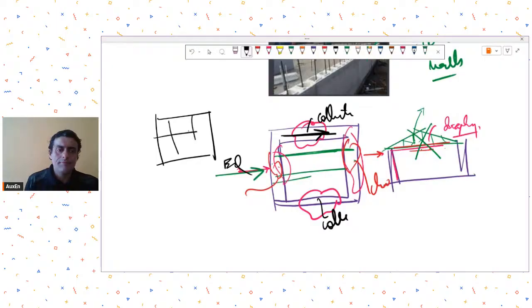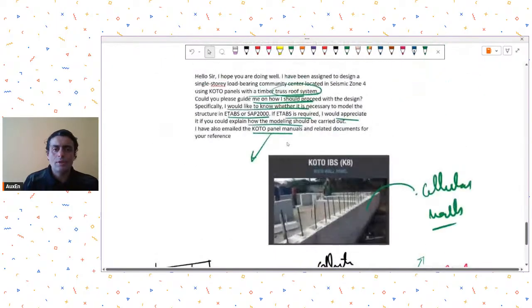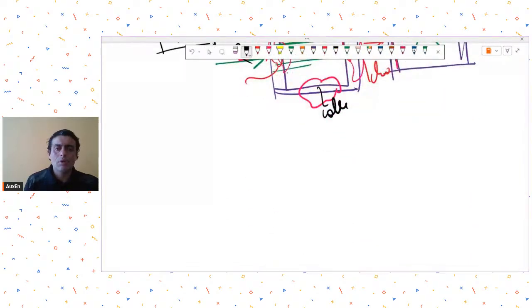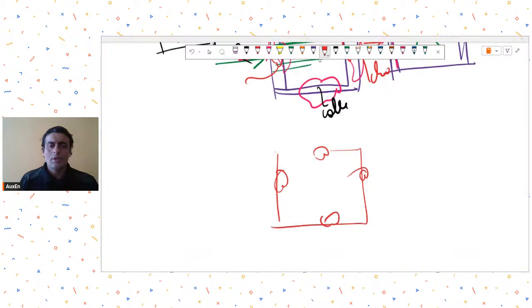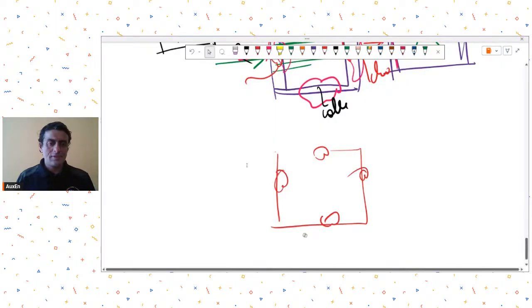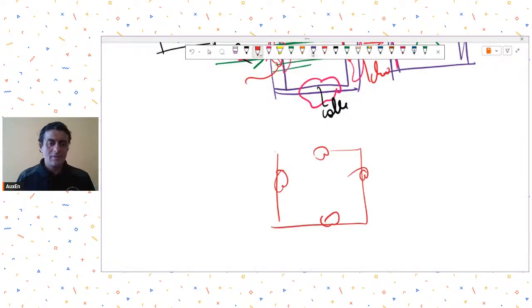I think for your analysis, it is better that you make a complete shell-like model. Whatever is your plan view for your load-bearing structure, you can make a shell model of that, and then try to see how the lateral load distribution is being taken by individual walls, and check their stress levels, and then compare it with your wall manual, whether your wall panels will be able to take those loads or not. Okay, so I think that is how you can proceed over here.